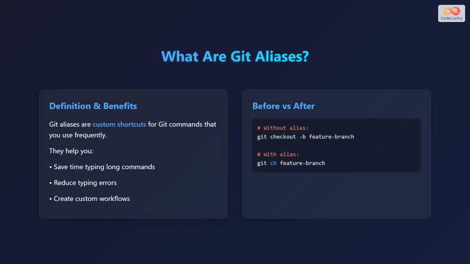Git Aliases are custom shortcuts for Git commands that you use frequently. They help you save time by reducing the amount of typing required for long commands, reduce typing errors, and help you create custom workflows. Let's look at an example. Without an alias, to create a new branch, you might type git checkout -b feature-branch. With an alias, you could simply type git cb feature-branch.